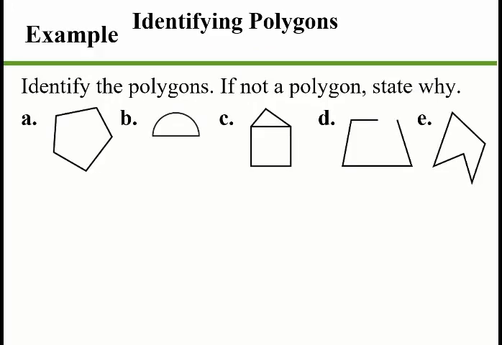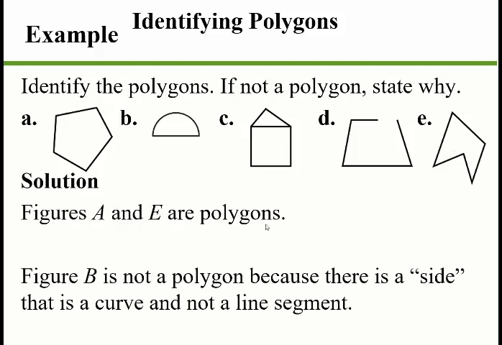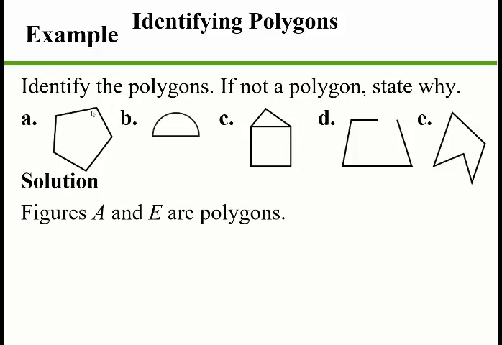All right, so identifying a polygon. Identify the polygons. If it's not a polygon, let's state why. As you look through these, this one I don't think is a polygon by our definition. I'm not sure about this one, but by definition this might be a polygon, and I think this might. Figures A and E are the polygons here. They meet the definition. They have straight sides, and each endpoint only has two sides that go to it. So even though this one looks like a wacky shape, it's still a polygon because it has straight sides that are all connected.